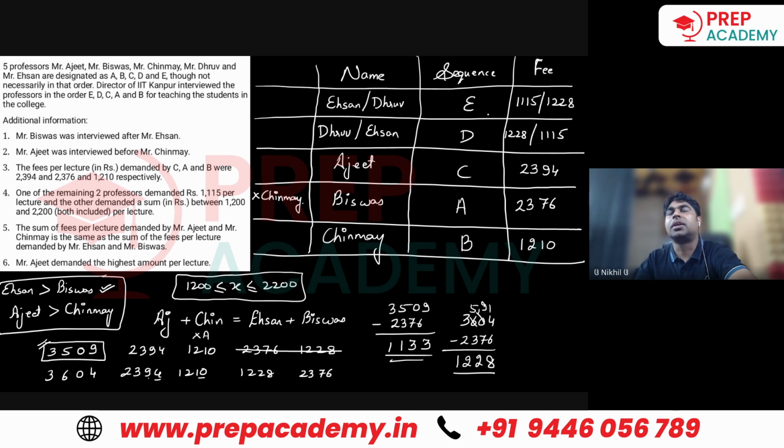Okay, sorry. That was the incorrect way of writing it. It should be, if Ehsan is here, then 1228 will be here only, and 1115 will come afterward. Then in that case, Dhruv will be this thing. And if Ehsan is here, then 1228 will come here, and 1115 will come here. Something like that. Do you understand why I am writing in this particular fashion? Because wherever Ehsan is, 1228 will come.